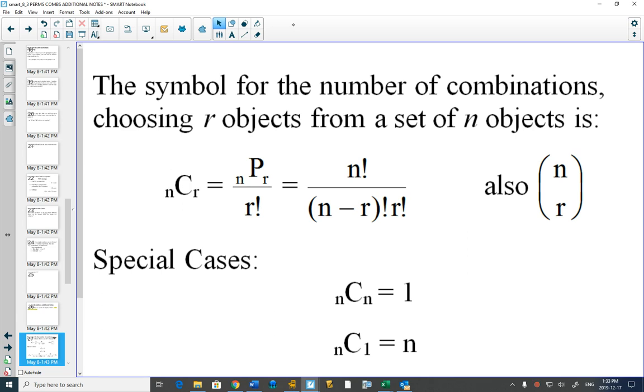If there are 52 cards and you choose one of them, how many ways can that be done? Choose a card. How many ways can you pick a card? 52 ways.